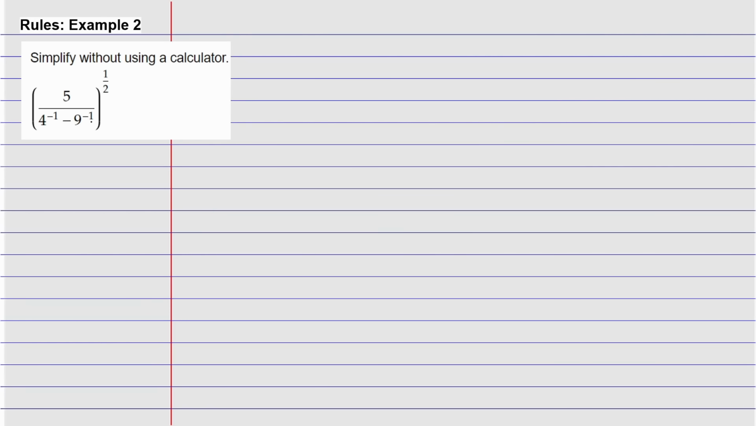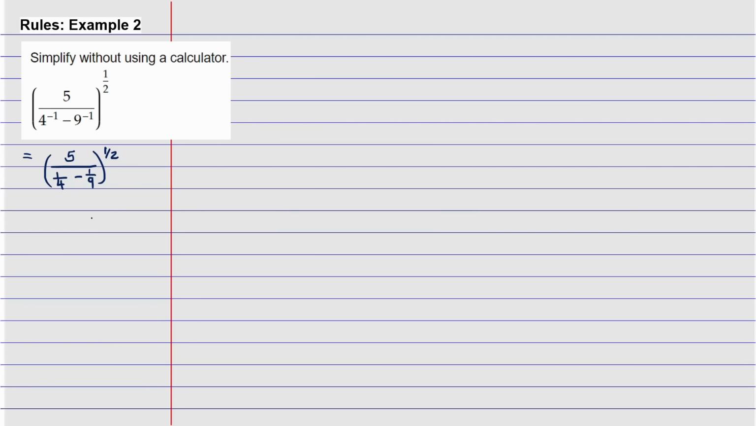So the first thing that we need to do is sort out the parts inside the bracket, right? So we see that we have 4 to the power -1 and 9 to the power -1. So let's sort that out. We never want to deal with any negative exponential. So that's going to be the same as 5 divided by 1 divided by 4, minus 1 divided by 9, right? And this is going to be to the power 1 over 2, right?